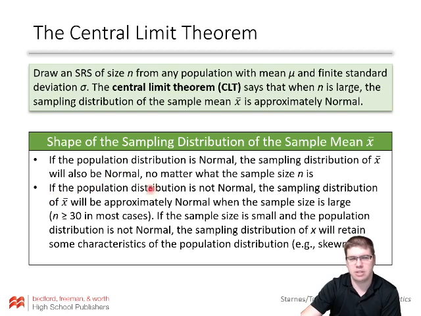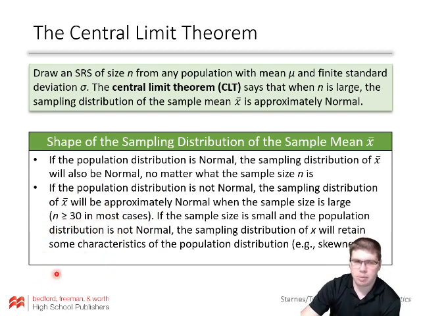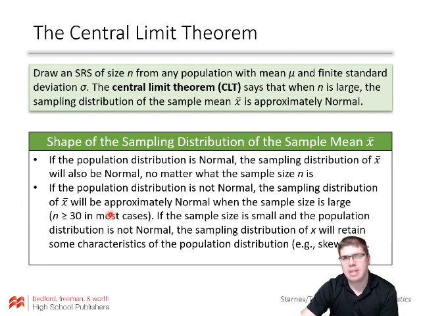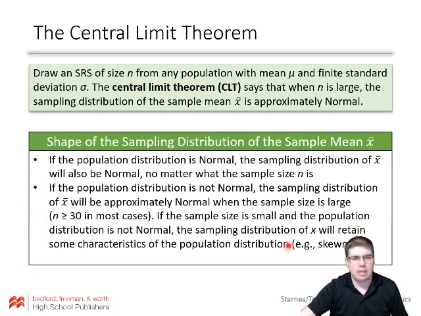Our book gives this additional guide: if the sample size is at least 30, in most cases. If the population is extremely weird, with outliers and things like that, you might want a little beyond 30, but in the vast majority of cases, 30 is good. Even 10 to 15 is enough if your population is at least somewhat symmetric to begin with. If the sample size is small and the population distribution is not normal, the sampling distribution of X bar will retain some of the characteristics of its original population.